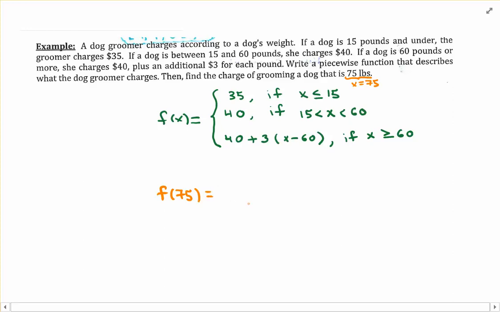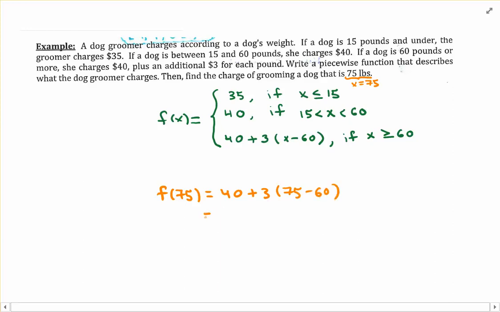Now, as we discussed in class, which rule you use is dependent upon which criterion your input satisfies. All right, and there are 3 criteria here. Either our input is less than or equal to 15, it's between 15 and 60, or it's greater than or equal to 60. And obviously 75 would satisfy the third criterion because 75 is greater than or equal to 60. So we're going to have to plug 75 into the third rule here. So without further ado, f of 75 is going to be 40 plus 3 times 75 minus 60.